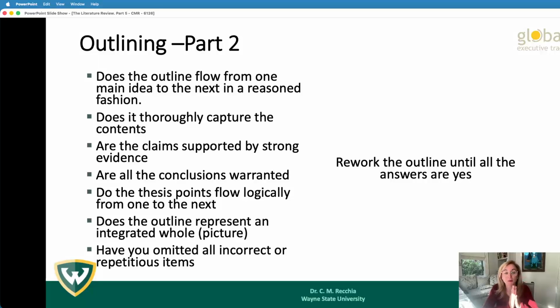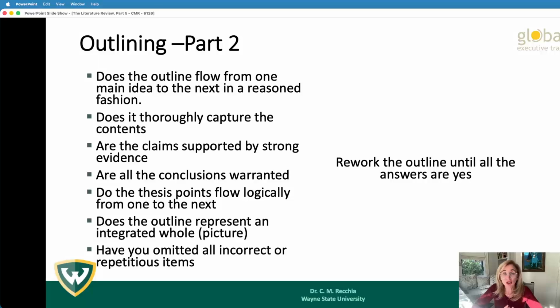Do the thesis points flow logically from one to the next? Does the outline represent an integrated whole picture? So again, we have this picture in our head of what we want to say, what we think is the next step, and we need to make sure we are writing that picture completely. And have we omitted all the incorrect or repetitious items? We rework the outline until all the answers are yes.